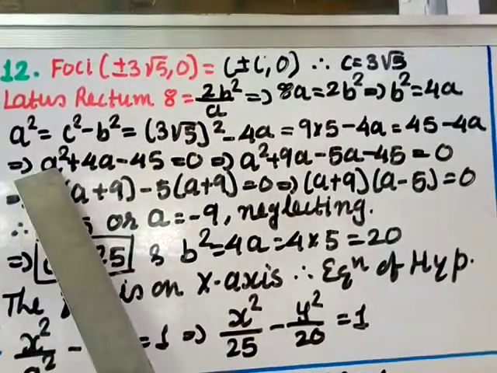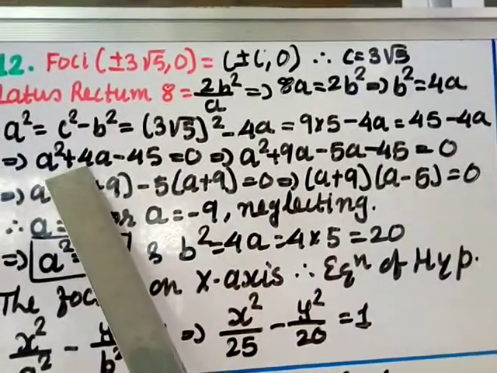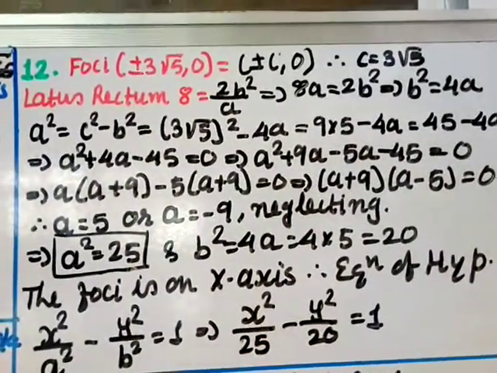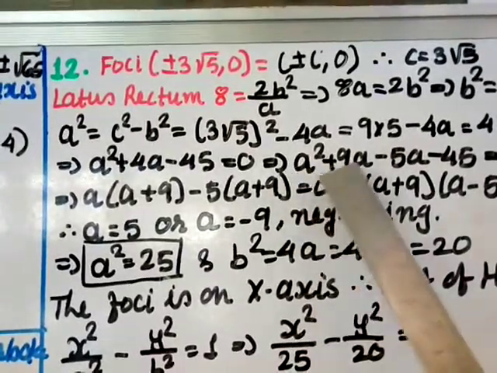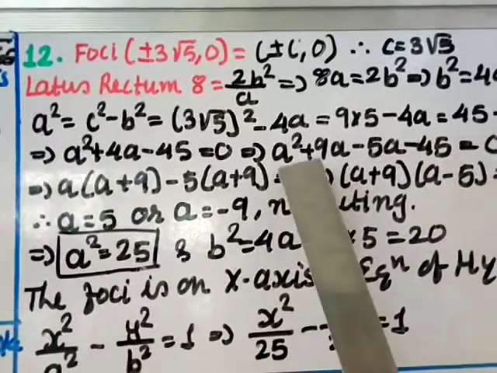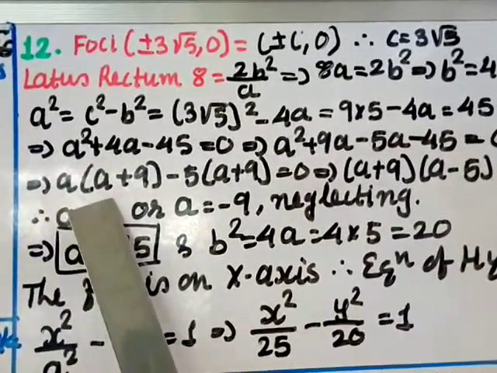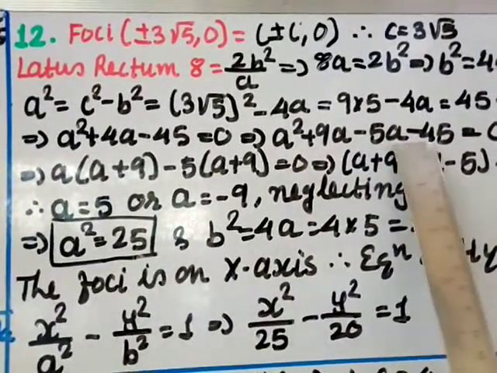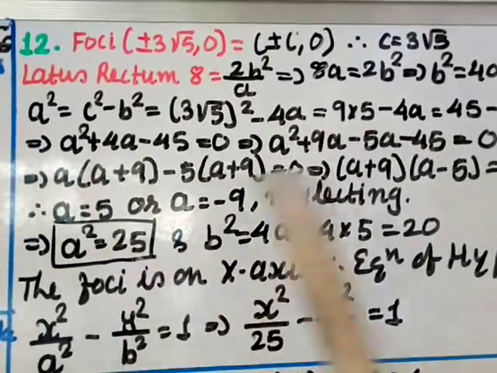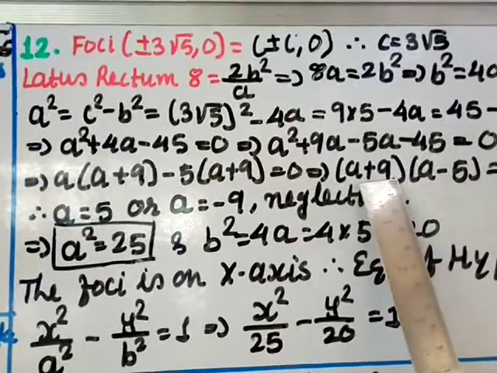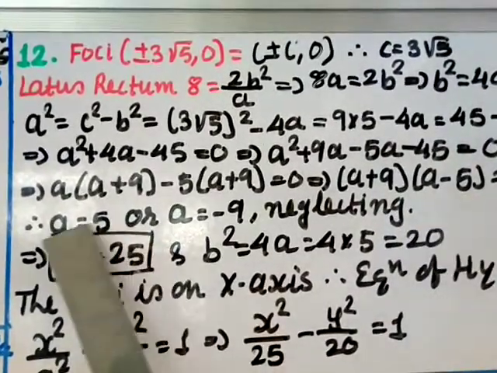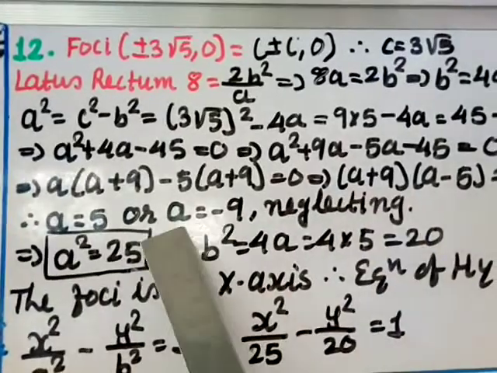Okay, so a square plus this will transfer, so plus 4a, and this will transfer minus 45 equal to 0. Split the middle term, so it will be a square plus 9a minus 5a minus 45 equal to 0. From here you take a common, so you get a plus 9, minus, from here take 5 common, so a plus 9 equal to 0, implies the factors a plus 9 into a minus 5 equal to 0. So from here a equal to 5 and from here a equal to minus 9.